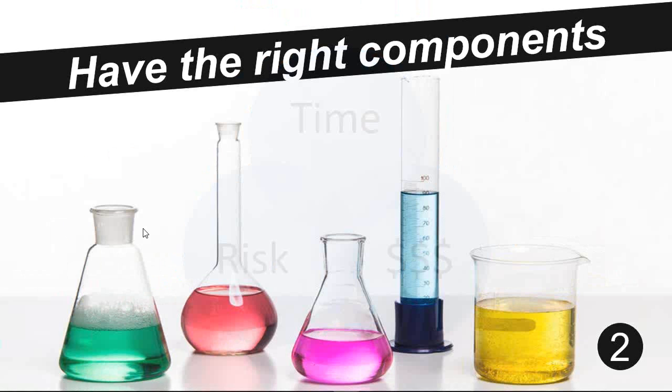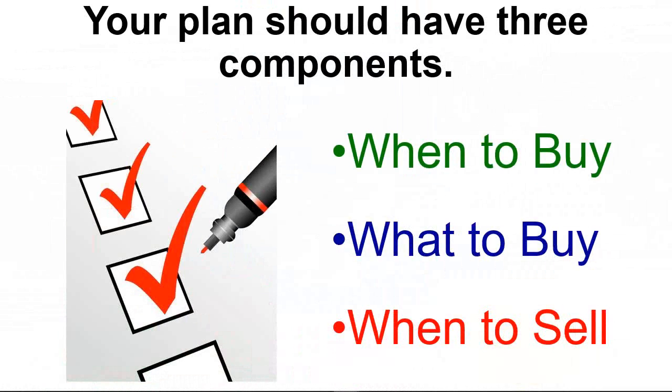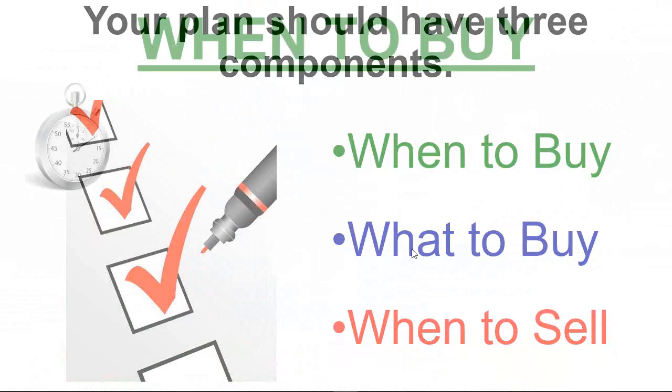So you want to create a profile for yourself. Now, do you have the right components? Do you have all of the right components? We feel that every successful trading plan should consist of three main components. You might think it requires more than this, but it doesn't. You need to know when you're going to be buying stocks. You need to know what stocks you're going to buy. And the third and most important one is when to sell. So let's dive a little deeper into each.